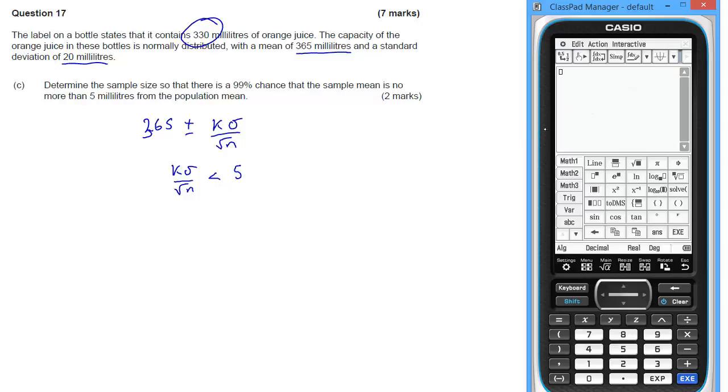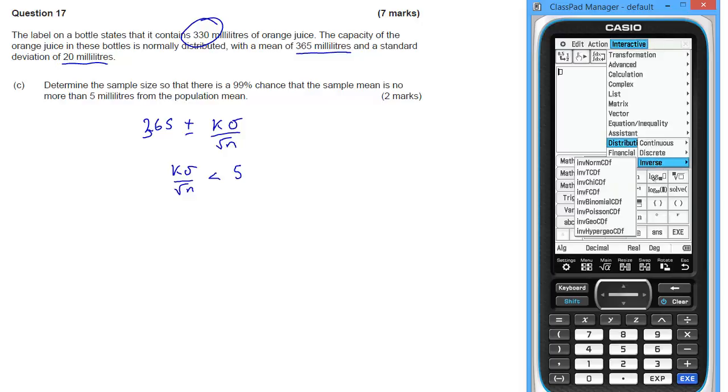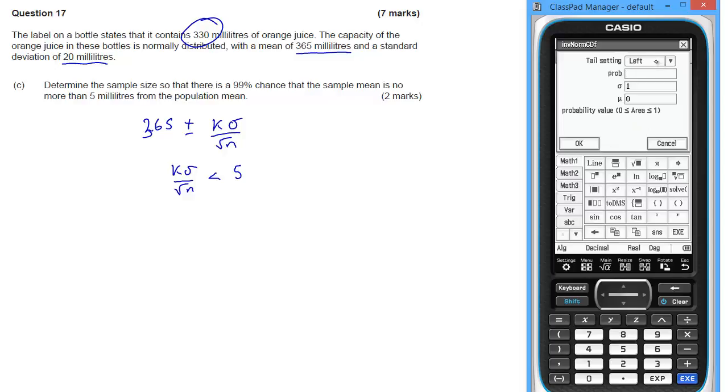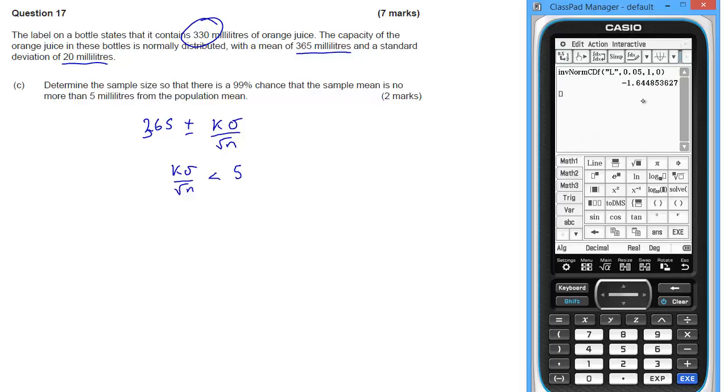Now our k value for a 99% chance, you may know that, it may be on your notes, but if you don't, we can find it using the inverse distribution. Tail setting left. If there's 99% in the middle, there's 1% between both ends, so 0.5% at each end, which is 0.005, giving us a k value of 2.576.